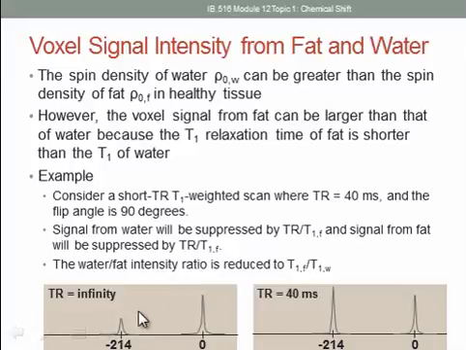We have some ratio between water and fat, right? There's a difference here. But when we go to TR equals 40 milliseconds, we're now very much more T1 weighted. And since fat has a shorter T1 than water, the fat signal will be stronger at this TR. So this water to fat ratio has changed, or it's actually reduced with a shorter TR.